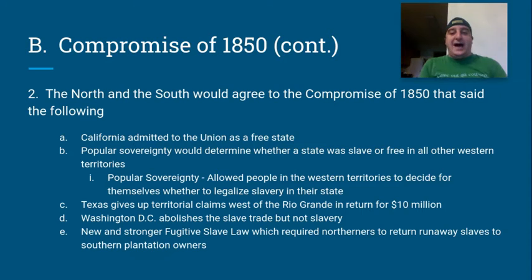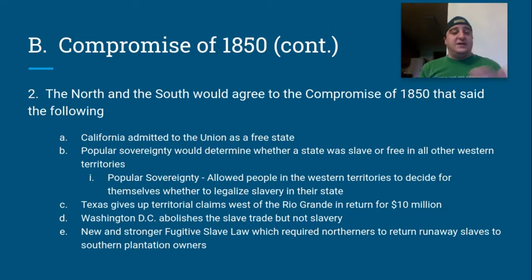Now, let's break this down a little bit real quick. The provision of California being admitted to the Union as a free state, Texas giving up territorial claims west of the Rio Grande in return for $10 million, Washington, D.C. abolishing the slave trade, but not slavery. Those things are really going to benefit the North. Texas, it's a loose benefit. It really isn't much of one.